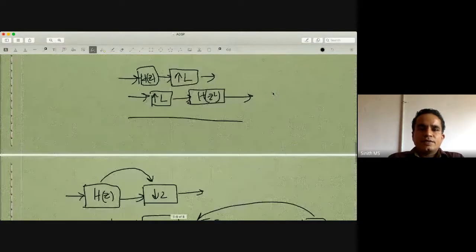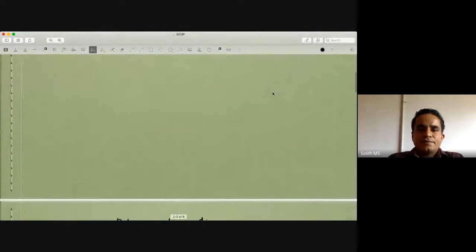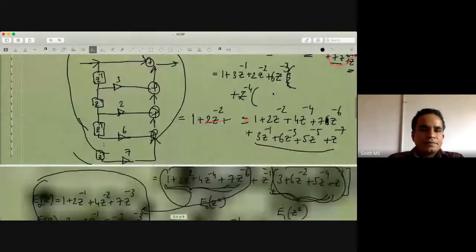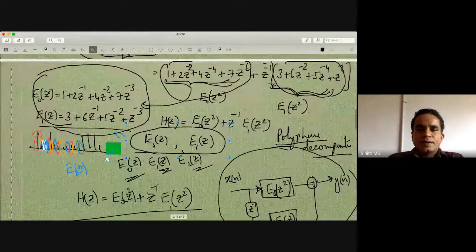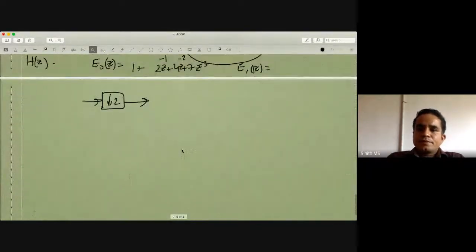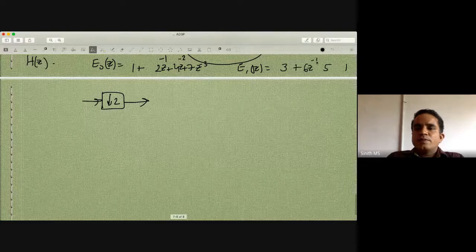E1(z) is 3 plus 6z inverse plus 5z raised to minus 2 plus 6z raised to minus 3.